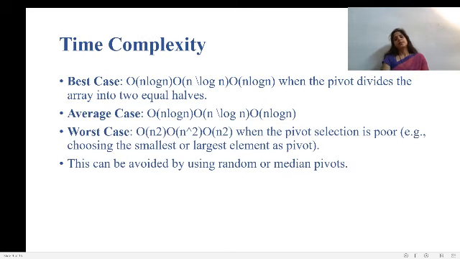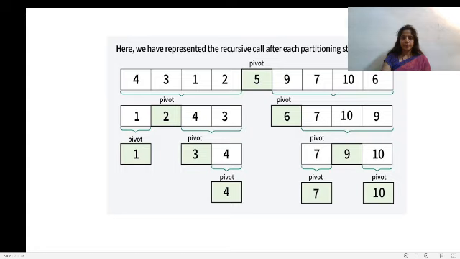Now it's time complexity. Best case, average case, worst case. We'll discuss the best case when the pivot divides the array into two equal halves, means into two sub arrays, sub array number 1, sub array number 2. Worst case, suppose we choose the smallest or largest element as the pivot element, then it is already sorted. The elements are already sorted.